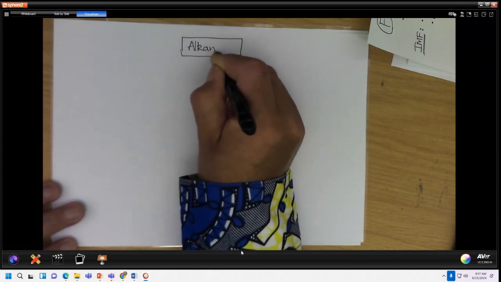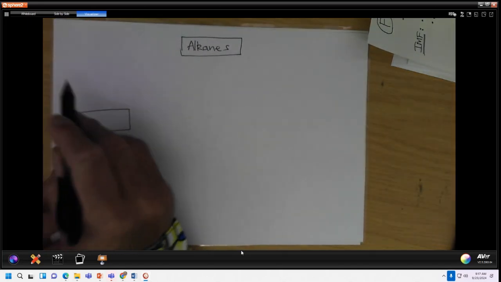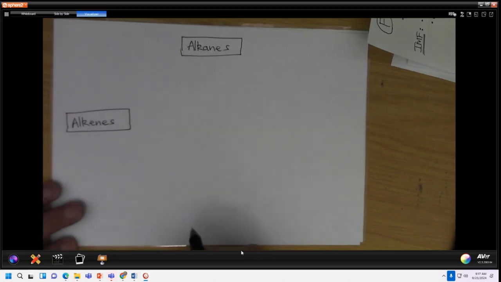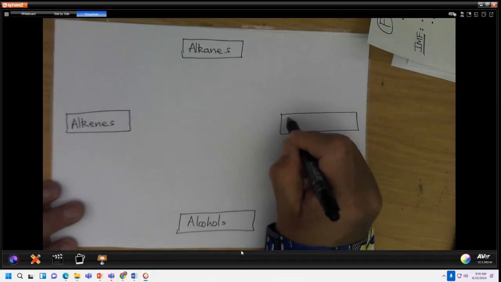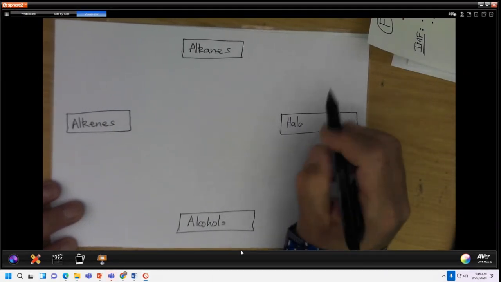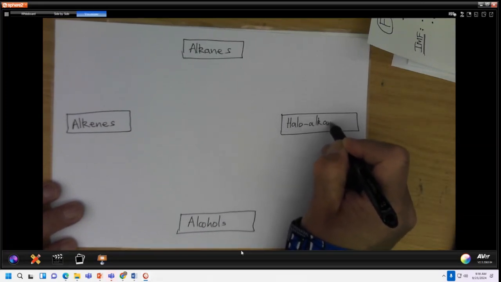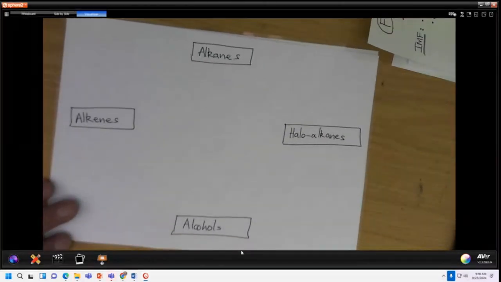Alkanes. And this side, I'm going to put the alkenes. And at the bottom here, I'm going to put the alcohols. And this side, I'm going to put the haloalkanes. Haloalkanes. Okay, let's say alkanes. There we go. All right.